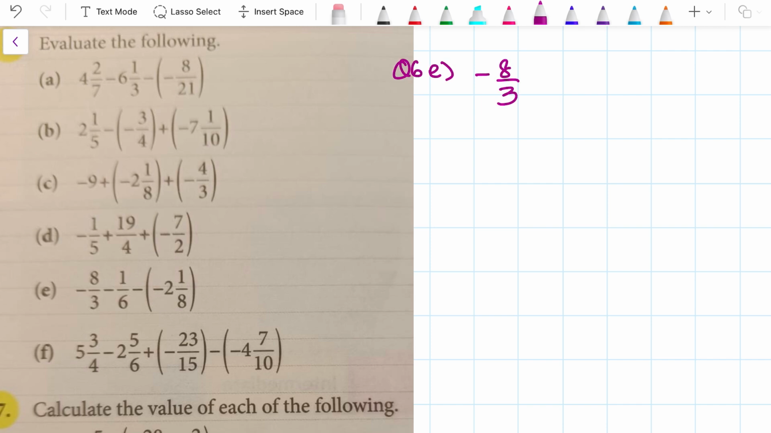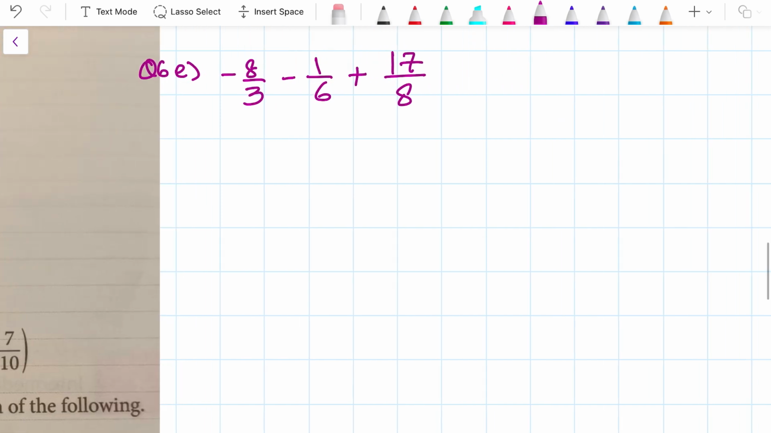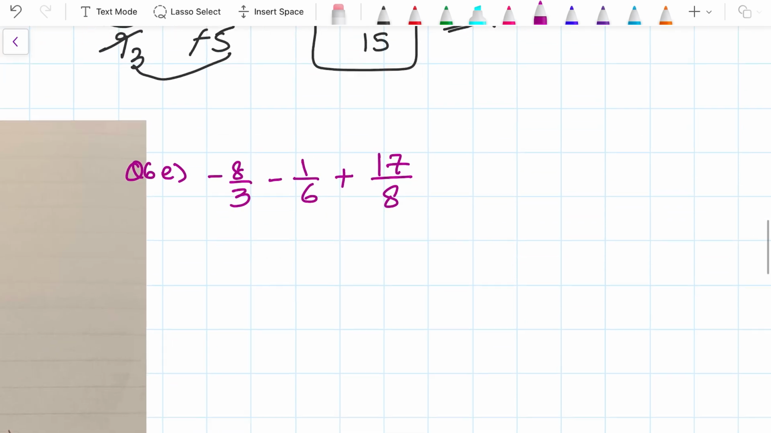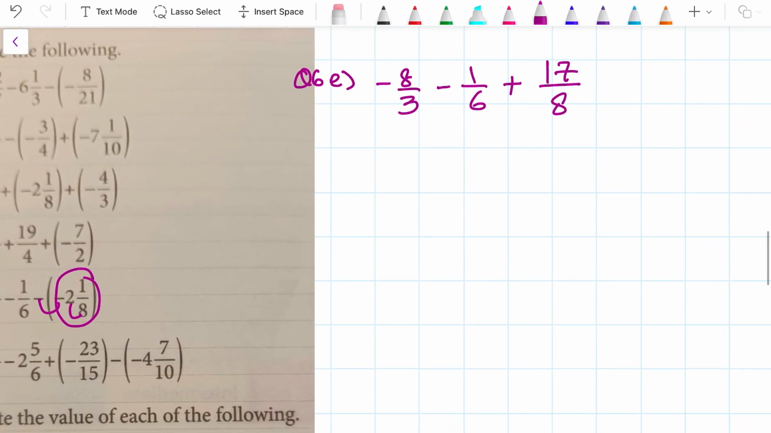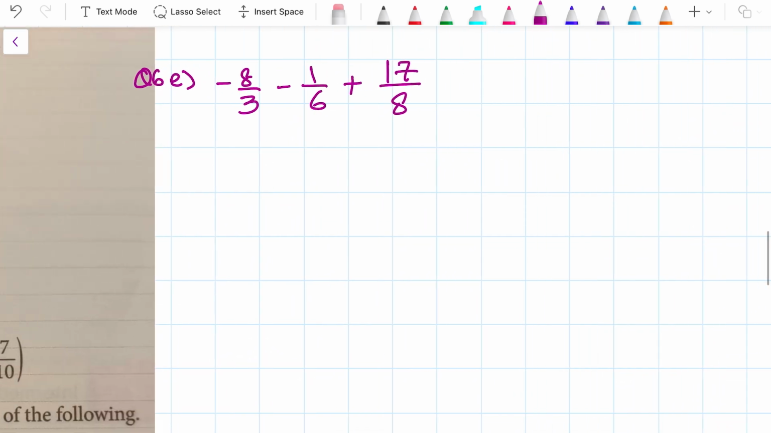Minus 8 upon 3, minus 1 upon 6, minus is a plus, and convert this into an improper fraction. 8 times 2 is 16, 16 plus 1 is 17 upon 8. Now we have to take the LCM of 3, 6 and 8 to make the denominator same.